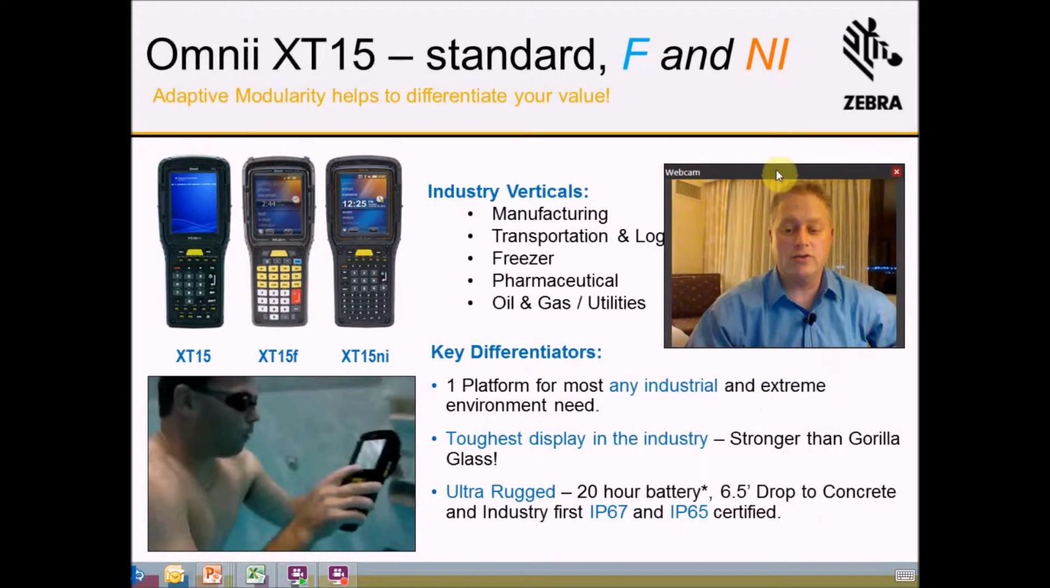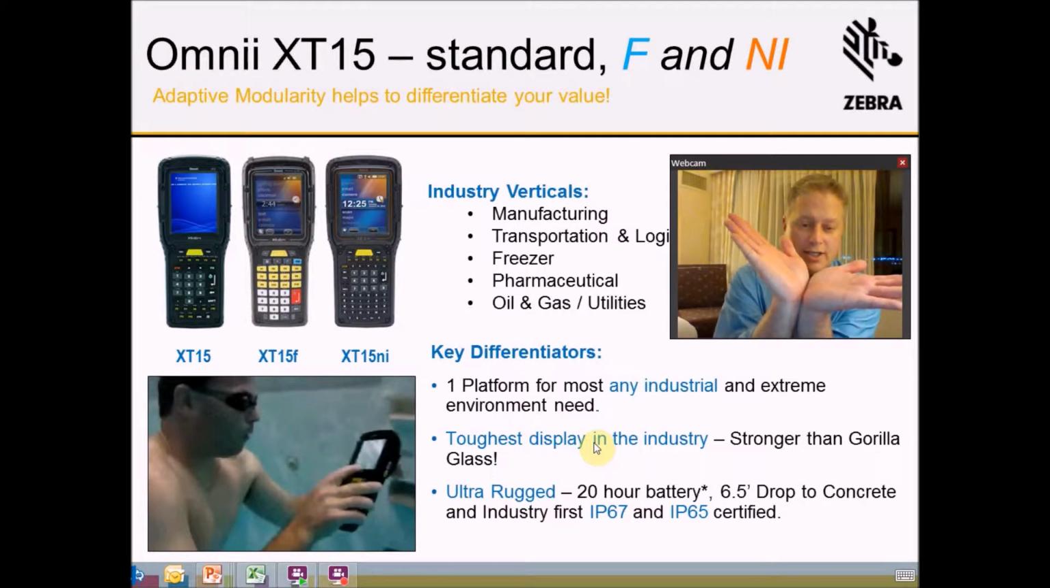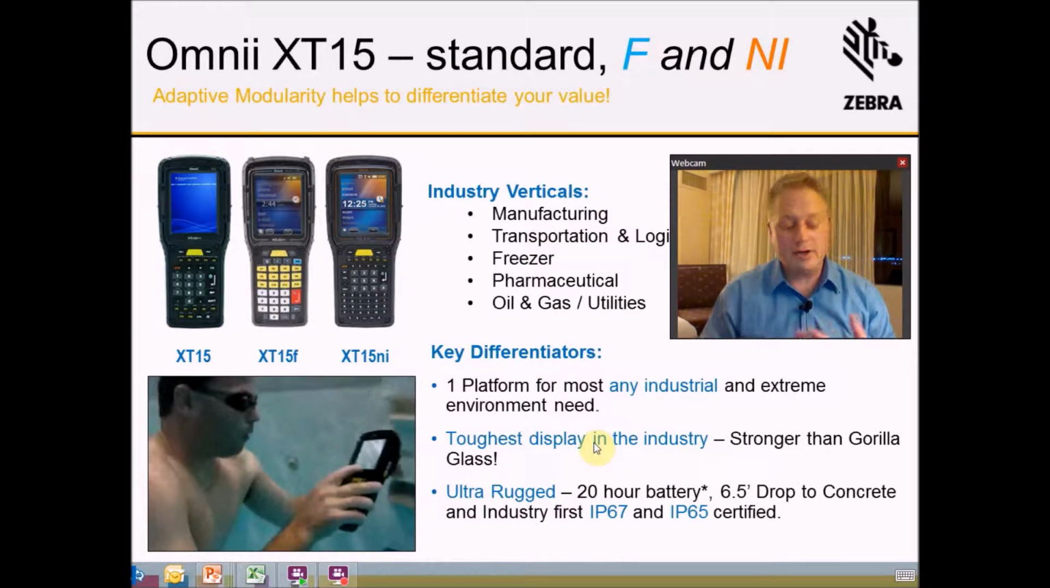One of the things I would specifically want to draw your attention to: I talked about the one platform for almost any industrial or extreme environmental need. That's obviously true, but the display is extremely tough. If you think about the Achilles heel of most of these mobile computers, it is the display. The display is extremely strong. In addition, you can't see it in the picture now, but the bezel around the display, between the keyboard and the display, is kind of raised, and this is exaggerated, but kind of in this fashion. So if it falls down on a hard concrete floor, that sort of thing, the display is actually protected by the shell and the design of the unit.